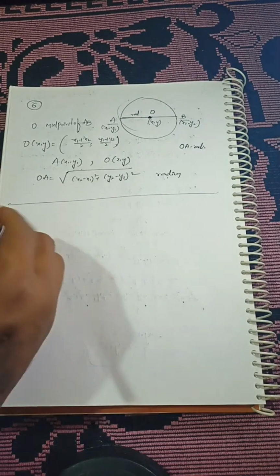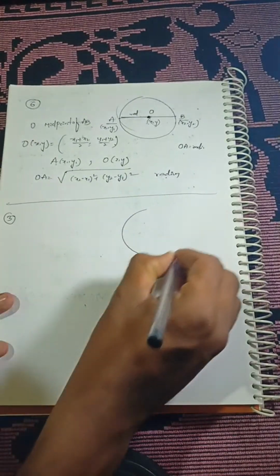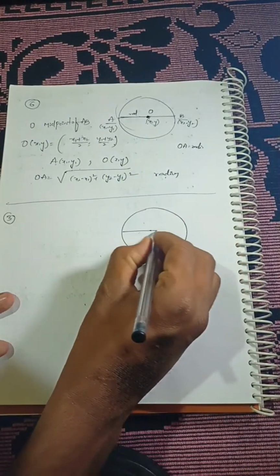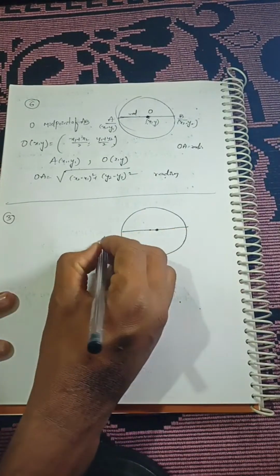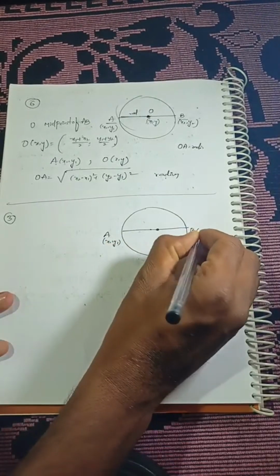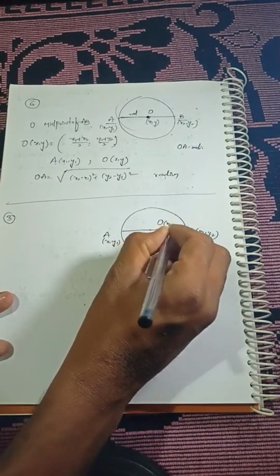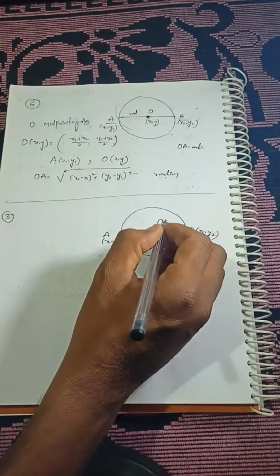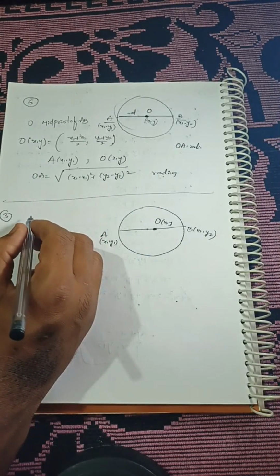Now see, this one and the third question are both related. Here also a circle is given and this is the diameter. Here the center point is already given. Here A point is given as x1 y1 and B point as x2 y2, and the center is given as O point x comma y on the circle. We have to find the radius. Very simple, you have to find the radius of the circle.